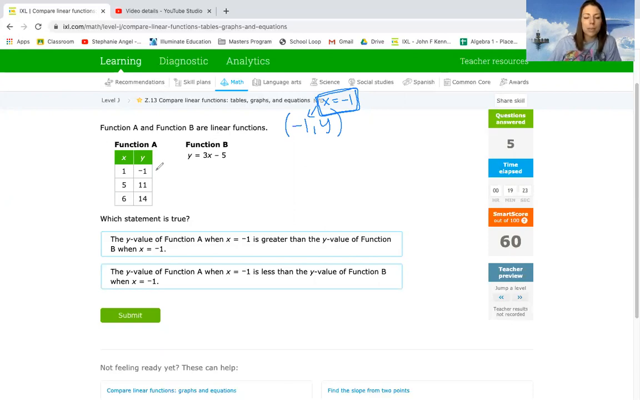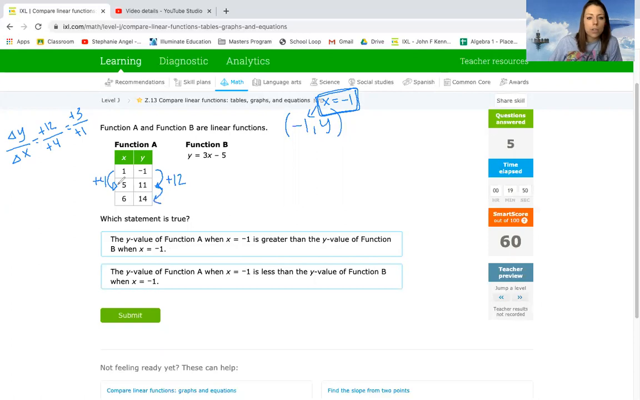So let's start with function A. Tables are always a little bit tougher. So we're going to start with the rate of change. What's the change from -1 to 11? That's a change of +12. And from 1 to 5 is a change of +4. So our change in y over our change in x is +12 over +4, which is a change of +3 over +1. Now, we're not worried about slope, so I'm not simplifying this. I'm leaving this as a rate of change.